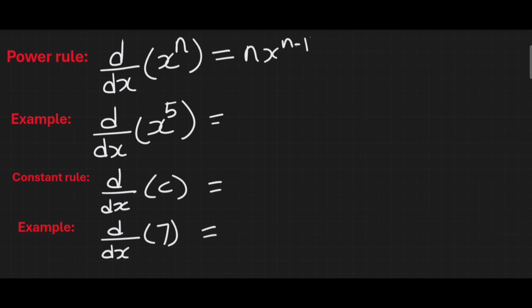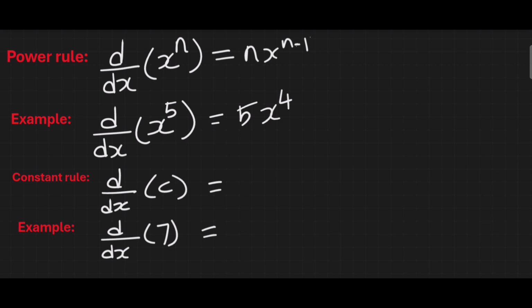For example, suppose we have d by dx of x to the power of 5. Here we have replaced n by 5. So bring the 5 down to the front. Then subtract 1 from the exponent, that is 5 times x to the power of 5 minus 1, which gives us 5 times x to the power of 4.